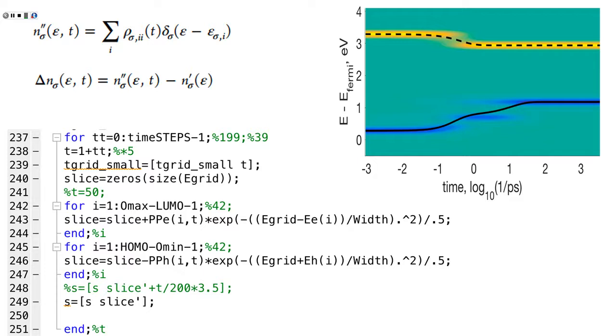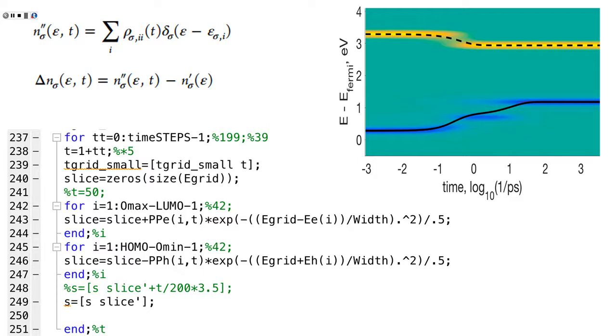We take the occupation of each orbital at each time and multiply it by a distribution function that is centered at the energy of the given orbital. Under this delta we understand not a true delta function but something with finite width. Then we subtract the equilibrium distribution, the green. So the slice, the distribution at time t, is P_ii, the element of the density matrix of orbital i at time t, times the exponential of a Gaussian, the Gaussian representing this delta function at the energy of orbital number i.